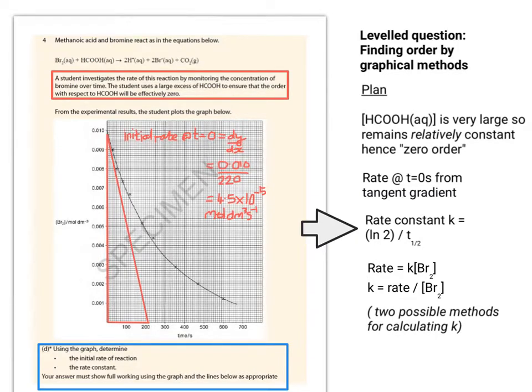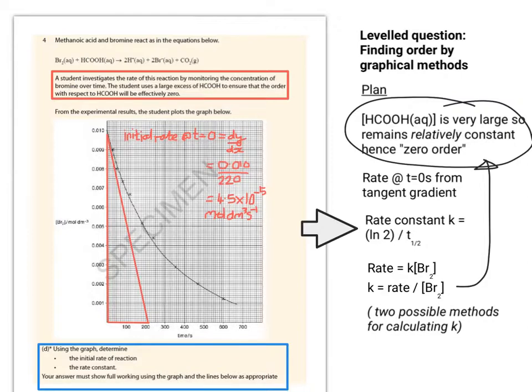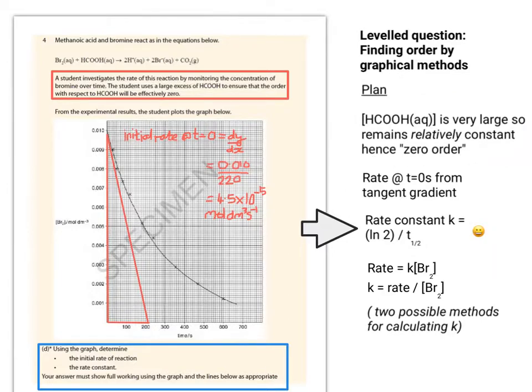Now there's two possible methods that would both mean using the graph. You could either do half-life and use the first method we talked about a bit earlier, or you could work out that the rate equation is going to be k times the concentration of Br2. Not forgetting that we've discounted HCOOH because it was made to be effectively zero order. So let's do the half-life first, and then we'll do the other method after.